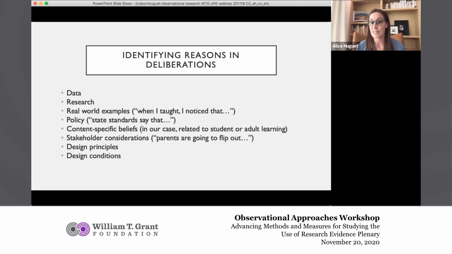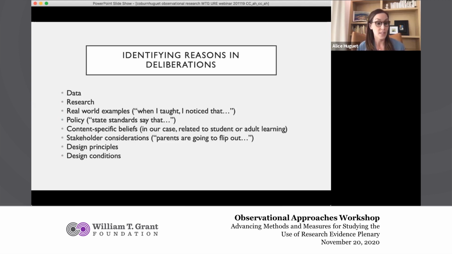So identifying reasons in deliberations, again, reasons are supporting different problem and solution frames. And we coded reasons in our study according to their content. And this could be done in a lot of different ways. We actually started with a list from Asen and colleagues, and then we iterated on it so that it was more specific to our study's context. And the list on your screen right now is the different kinds of reasons that we found were brought up to justify framing throughout the trajectories.